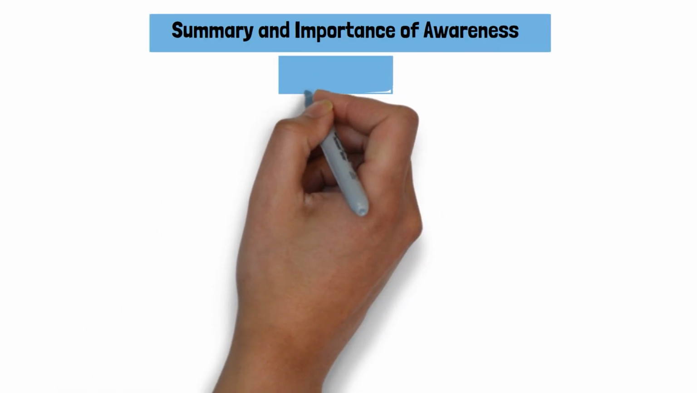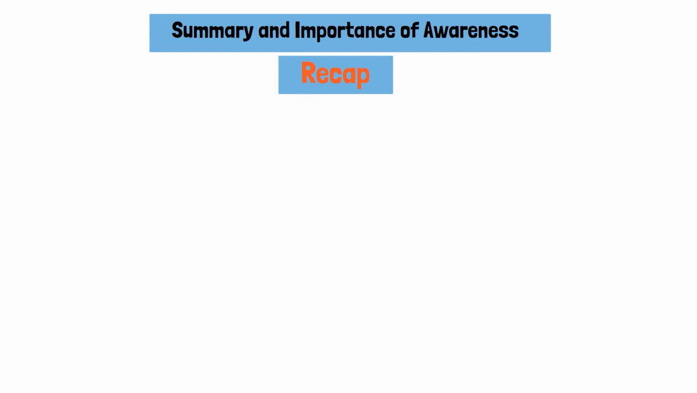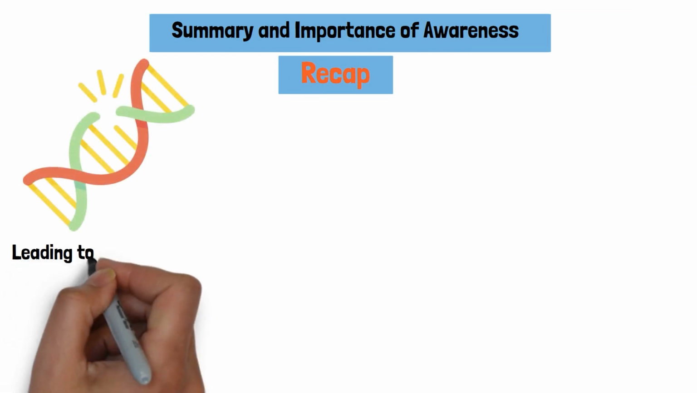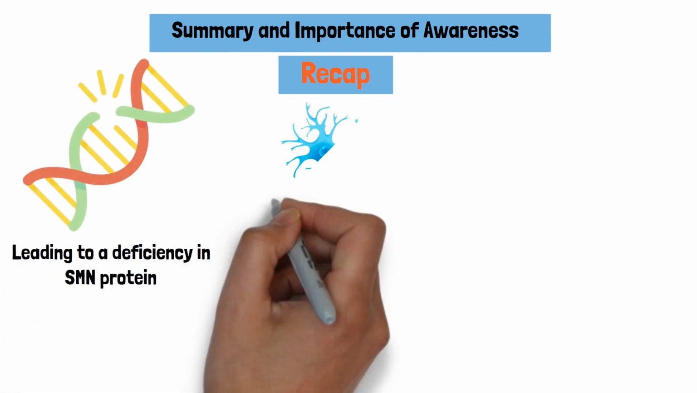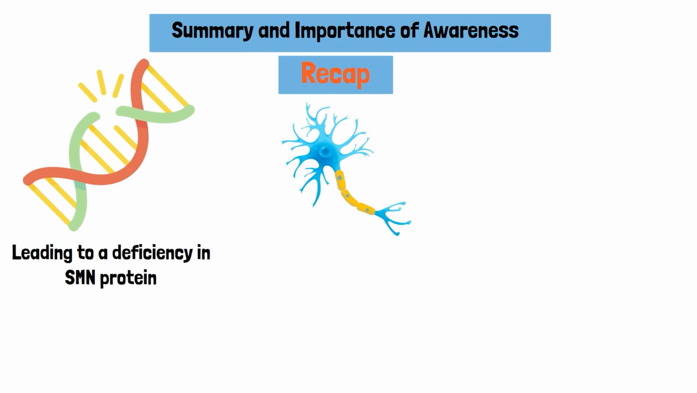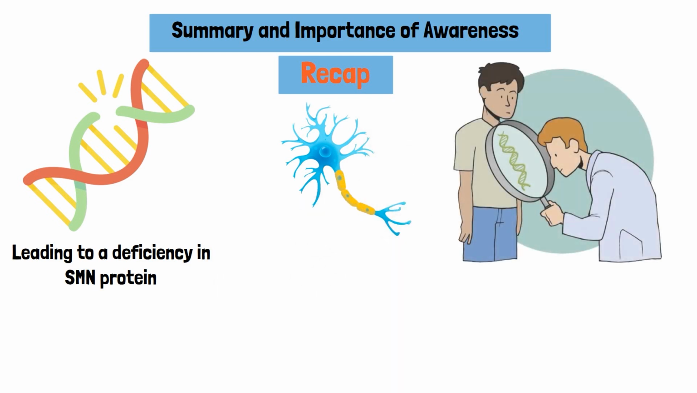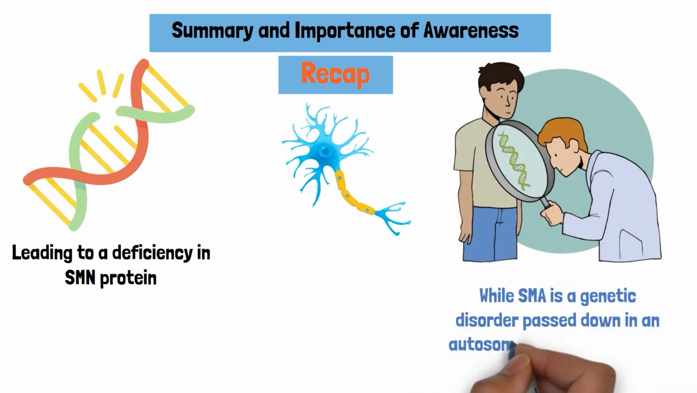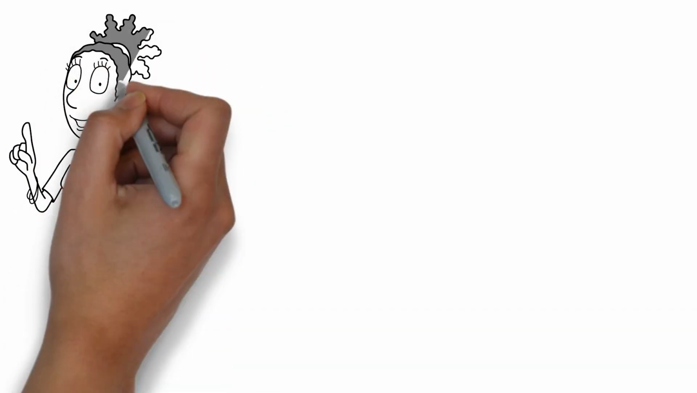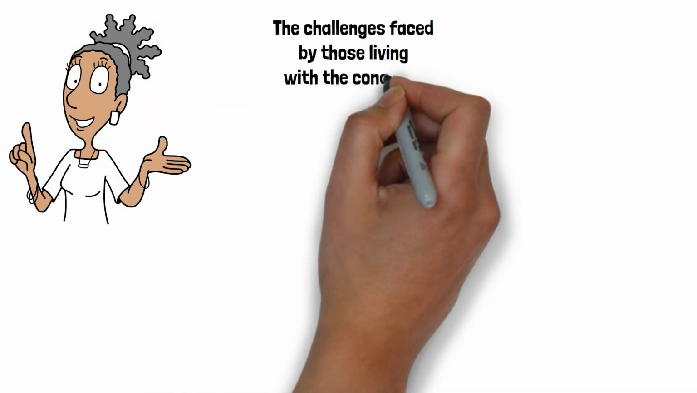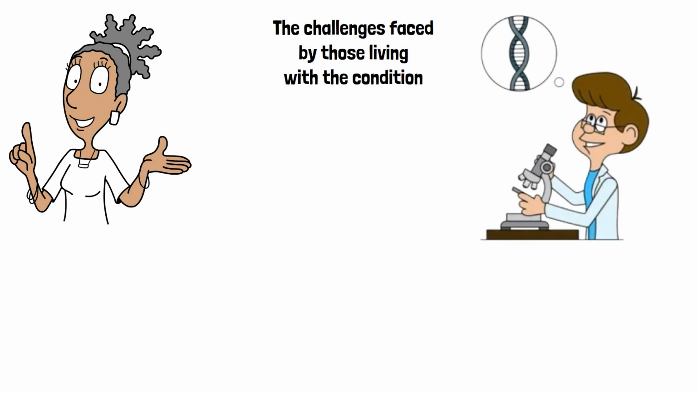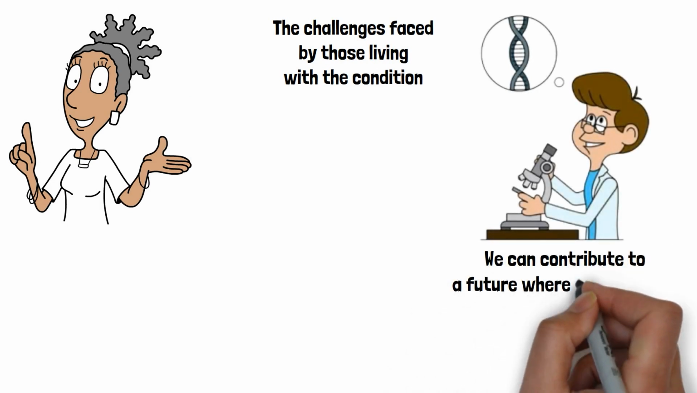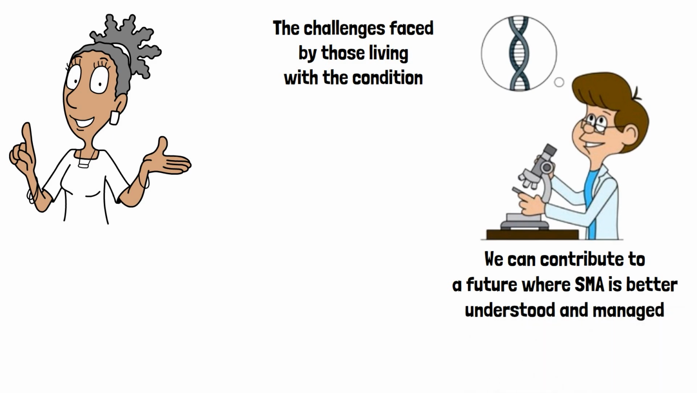Summary and importance of awareness. So, to recap, SMA is caused by mutations in the SMN1 gene, leading to a deficiency in SMN protein, which is crucial for motor neuron survival. The severity of the condition is influenced by the number of SMN2 gene copies a person has. While SMA is a genetic disorder passed down in an autosomal recessive pattern, genetic testing and early diagnosis can make a huge difference. Understanding the cause of SMA helps us appreciate the challenges faced by those living with the condition and the importance of continued research and support. By spreading awareness, we can contribute to a future where SMA is better understood and managed.